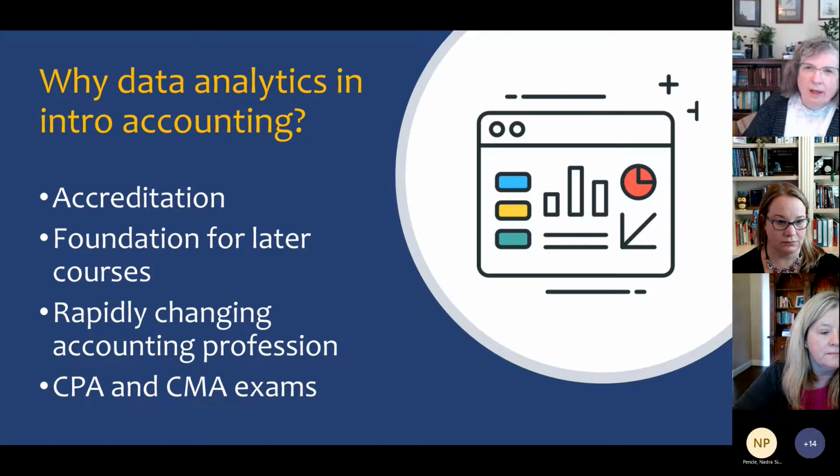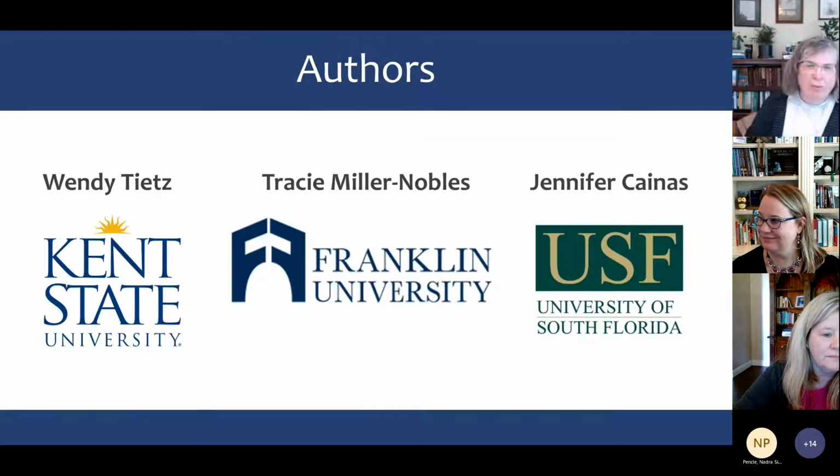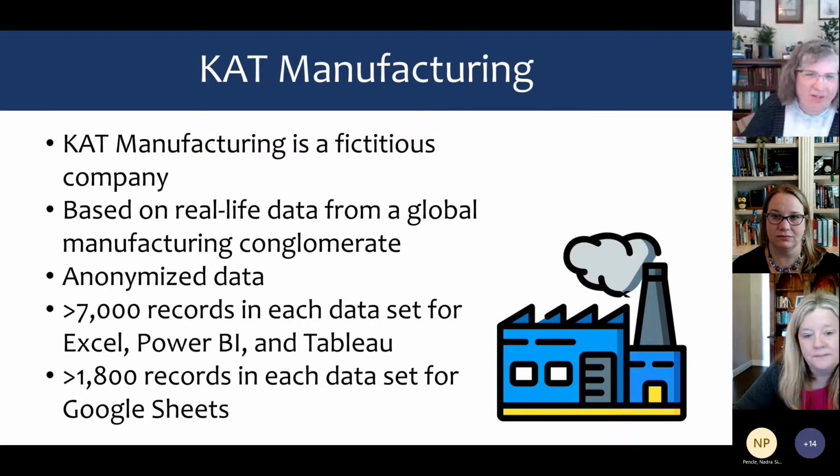So now to the case that we're talking about. CAT Manufacturing is a fictitious company. It's based, though, on real life data from a global manufacturing conglomerate. So we took this real life data, we anonymized it, and there's over 7,000 records in each data set for Excel, Power BI, and Tableau. And then there's over 1,800 records in the data set for Google Sheets.